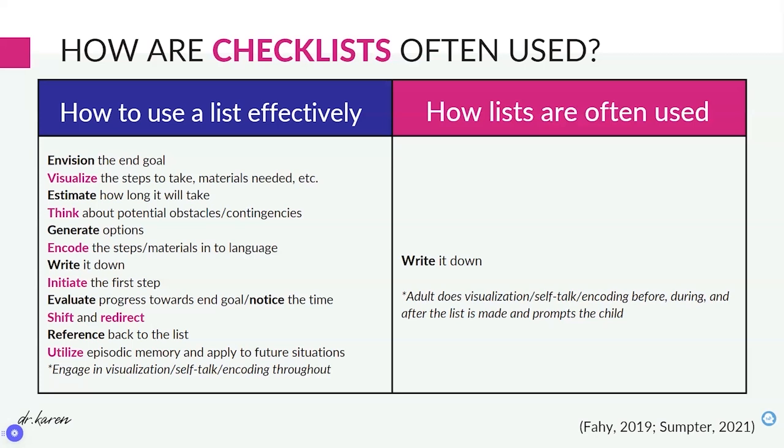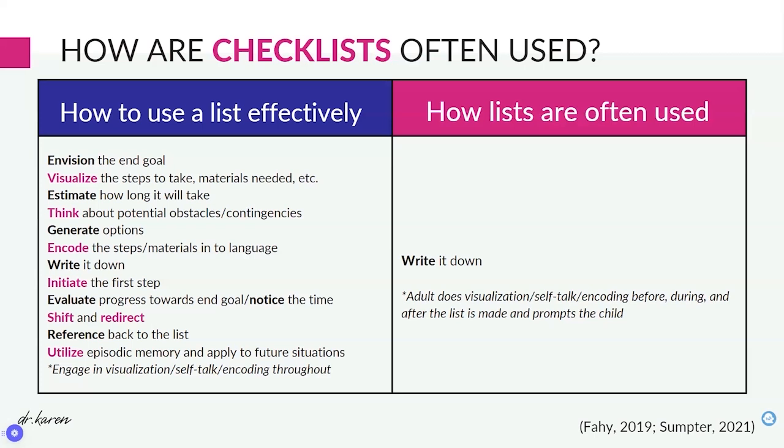Sometimes when you use a list and you're going through it, you realize that you forgot something and you need to add it. You have to continually remind yourself to go back to the list. Not only do you need to pull it out, but you need to remember to go back to it when you're in the middle of whatever it is you're doing. Then you have to also utilize that episodic memory and apply whatever you've learned to future situations. So once you go through the list, you might learn that, whoops, I forgot something that I need to add next time that I do this. And then you also have to use those episodic memory skills when you're generating the list in the first place, all the while engaging in visualization, self-talk, and encoding throughout the process.